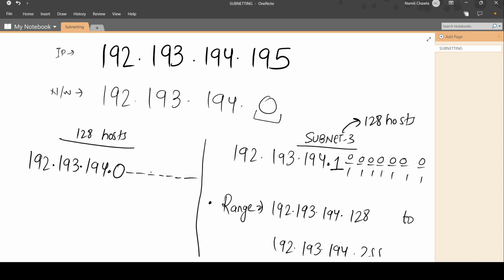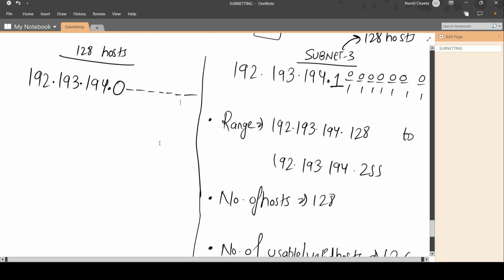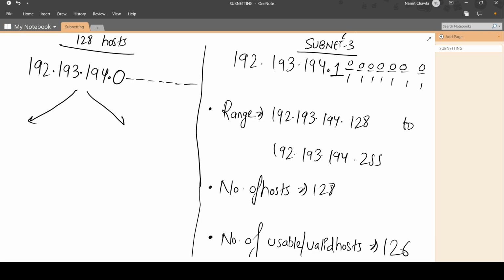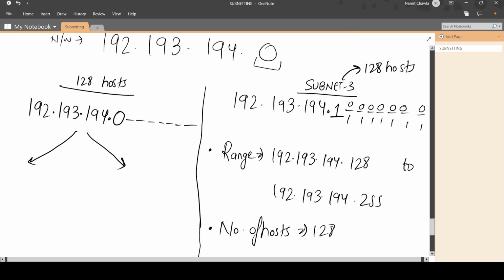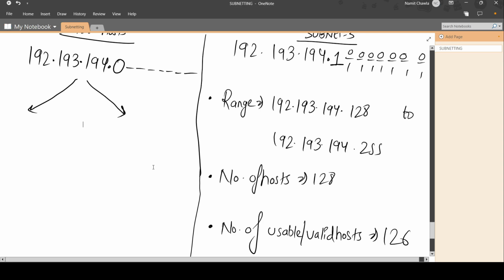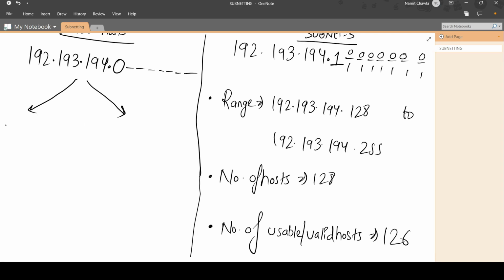How to split it further into 64 and 64? Just note this thing down. Create two sides of this one also. The way you were splitting the first part, the way you were splitting the network into two equal parts, similarly you are going to split this network into two equal parts. How? Let me show you.